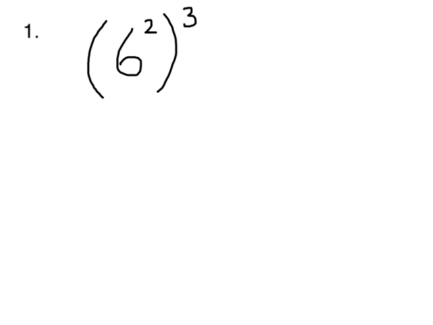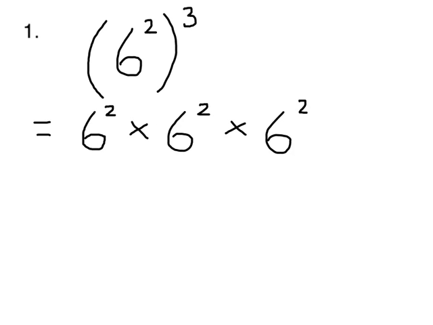So the first way that we can simplify this is by rewriting this out as a multiplication. So we've got 6 squared, and then that's been raised to the power of 3. So that means there's going to be three lots of 6 to the power of 2. So 6 to the power of 2 times 6 to the power of 2 times 6 to the power of 2. Now this is just like one of the multiplications that we did earlier.